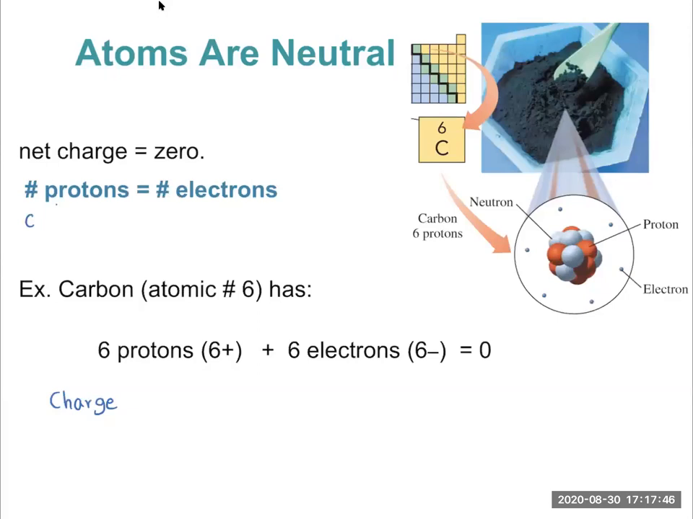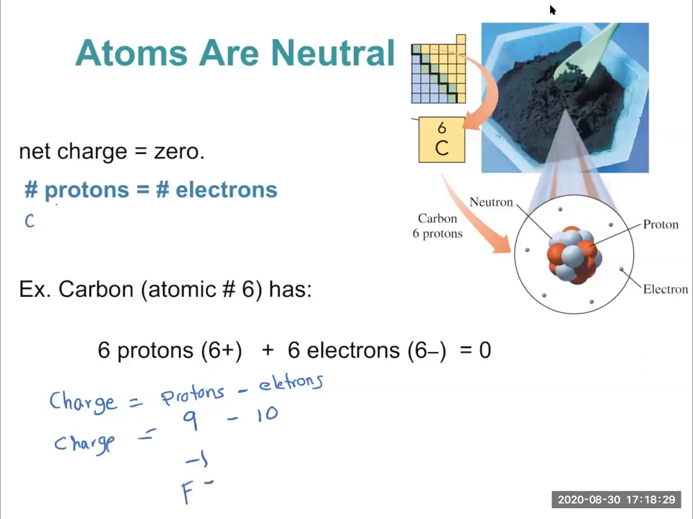So for example, the charge is going to equal the protons minus the electrons. So if I have fluorine and the atomic number of fluorine is 9, which means that it has 9 protons, and I have 10 electrons, that means that the charge would be -1, and the way we represent it would be F -1.